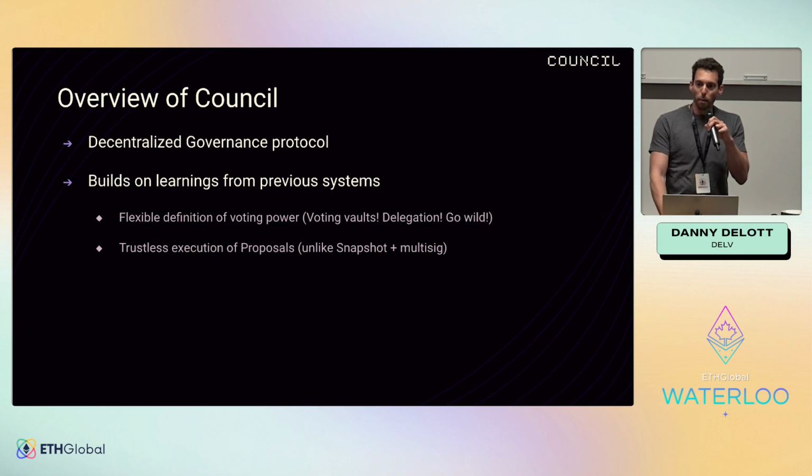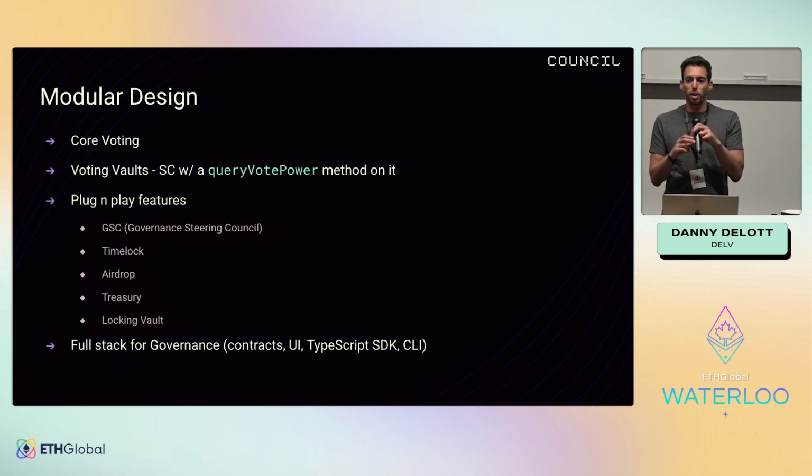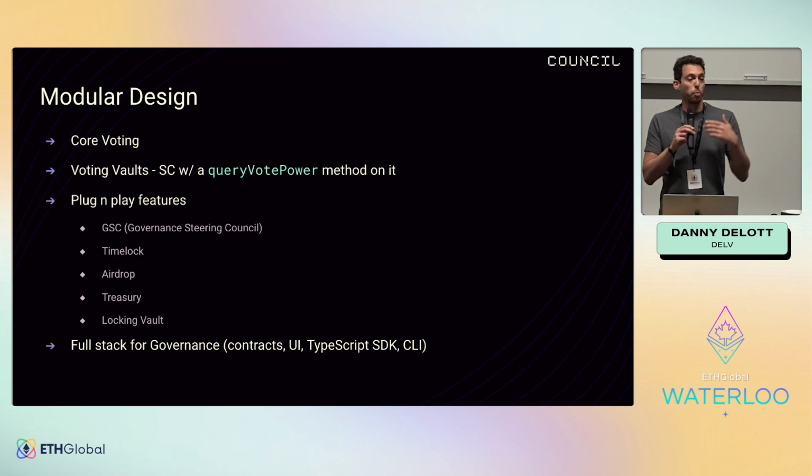So the next thing I want to point out real quick before I hand it back to Ryan to get back into the meat of the workshop is we've got two main components. We've got the core voting contract, and this is where your proposal is going to be created. This is where you're going to vote. And then the other piece, which I just mentioned, is the voting vaults. Simply put, these are just smart contracts that have a single query vote power method on them. And you can define the body of that method however you want. Again, it could be based on your balance of tokens. It could be based on your NFT ownership.